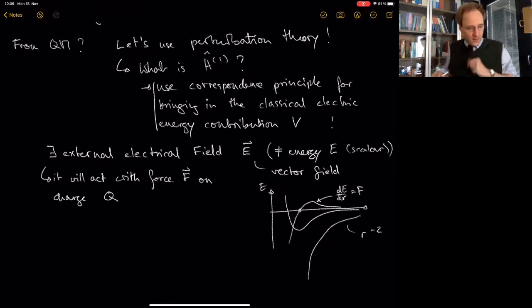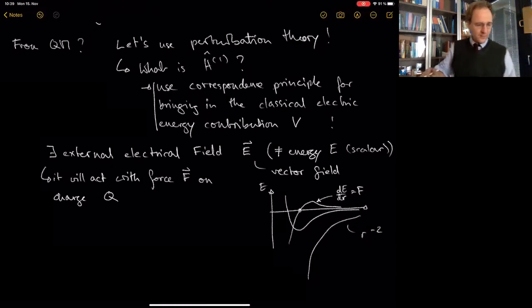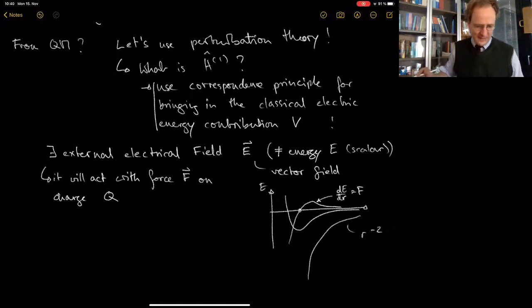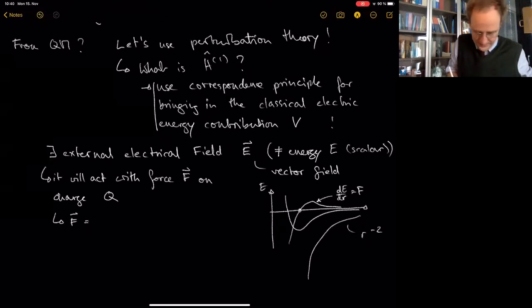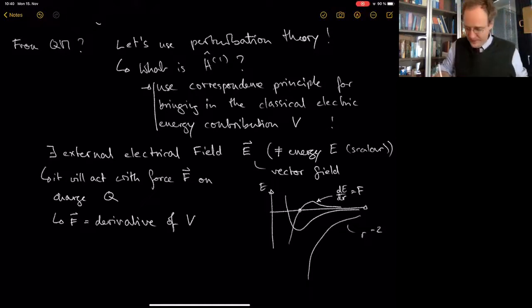Okay, so we have our electrical force acting on the charge Q. And now we can say, well, this field is the result of a derivative of our electrical potential energy V. So this force F equals the derivative of the potential with respect to displacement.